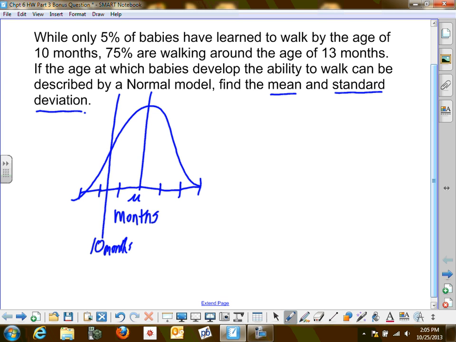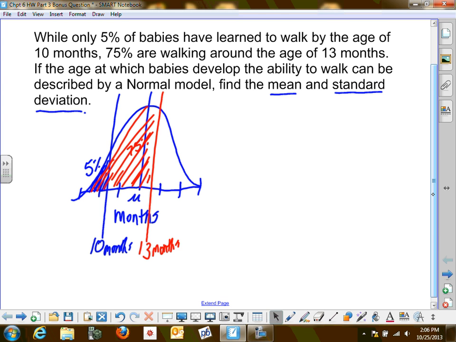And what's below that 10 months? 5%, because it's in the 5th percentile. Sorry, 5% of the babies. Okay. All right, now, 75% of the babies are walking around the age of 13. I'm going to put that about right here. So, 13 months is above 75%. So everything below it incorporates 75%. Okay, so 75% there. All right.